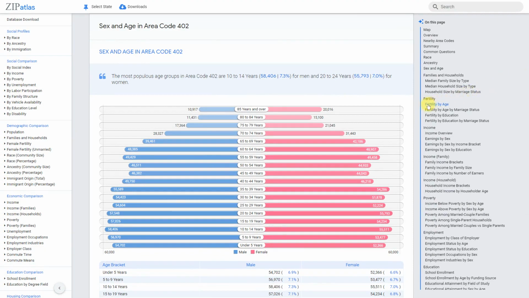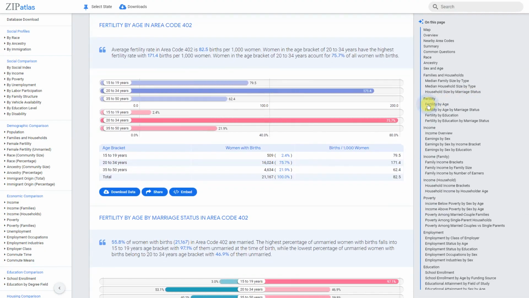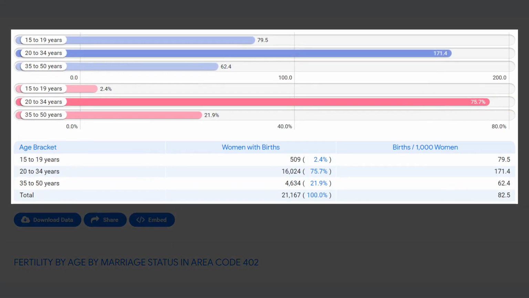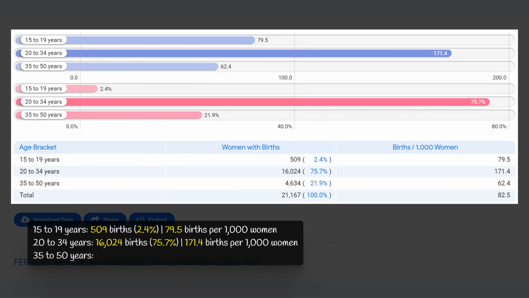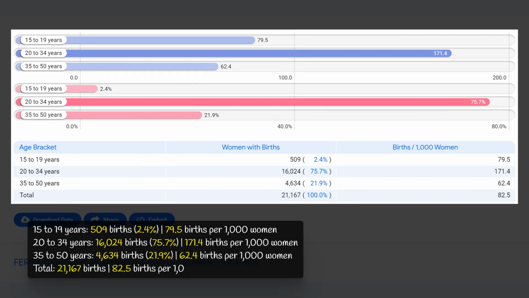In 2019, there were a total of 21,167 births in area code 402, Nebraska. The majority of these births occurred among women aged 20 to 34 years, accounting for 75.7% of the total births. This was followed by women aged 35 to 50 years, who accounted for 21.9% of the births. The lowest number of births were among women aged 15 to 19 years, making up only 2.4% of the total births.